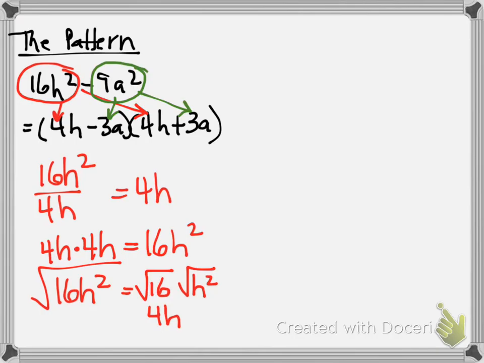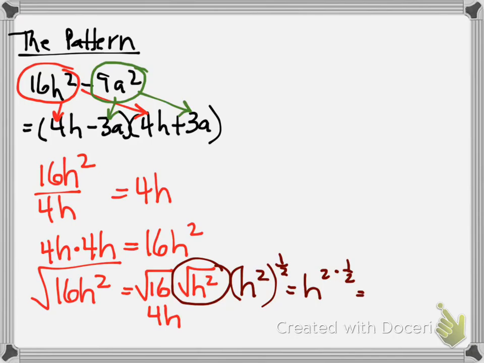Okay, do it this way. Let's take this and rewrite it using a fractional exponent. How do I write square root using a fractional exponent? 1/2. Now, when I raise a power to a power, what do I do with the exponents? I multiply. What's 2 times 1/2? 1.